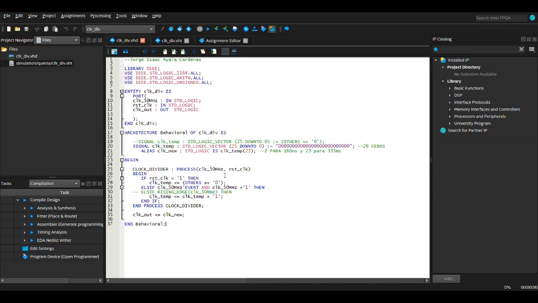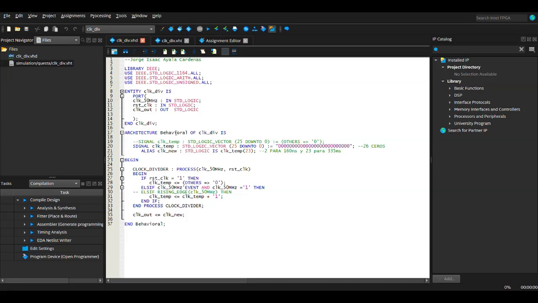So let's start with the FPGA, with the VHDL file. The entity is called clock divider, and it has three main parts. CLK 50 MHz: this is the input clock signal from the FPGA, which runs at 50 MHz. Reset clock: this is the reset input used to restart the counter. And clock out: this is the output clock after division.